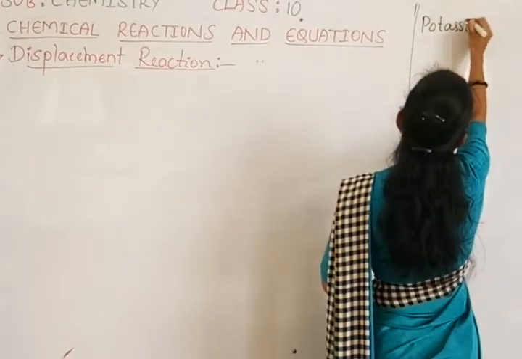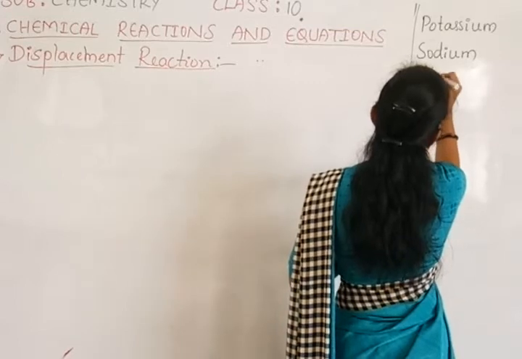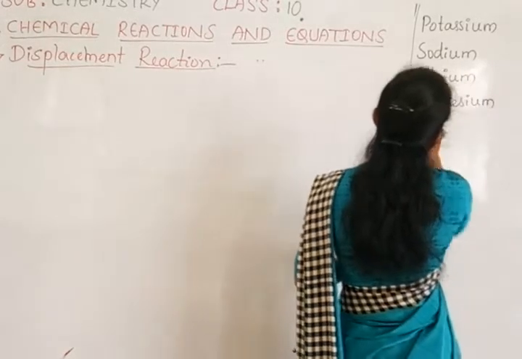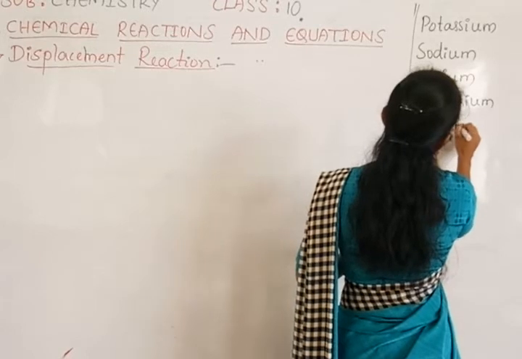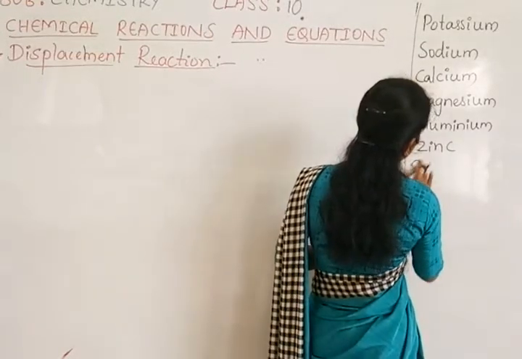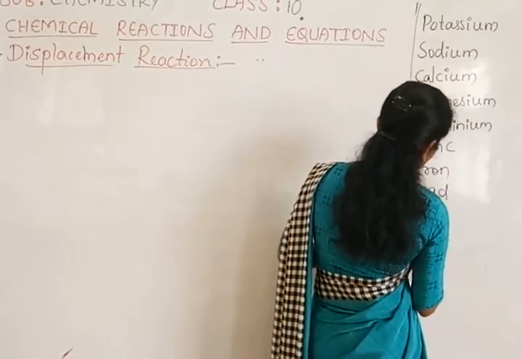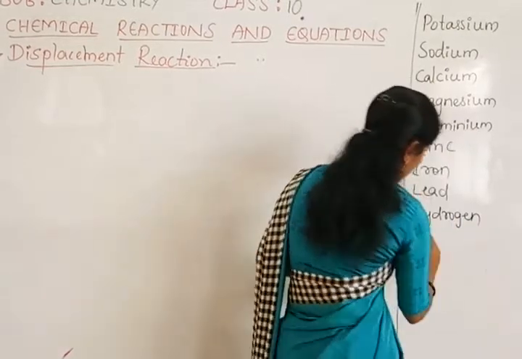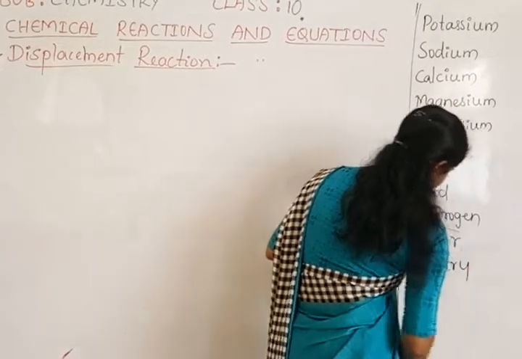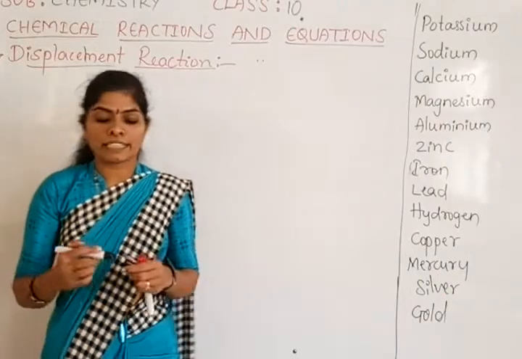Potassium, sodium, calcium, magnesium, aluminium, zinc, iron, lead, hydrogen, copper, mercury, silver, and then gold. So this is the reactivity series.